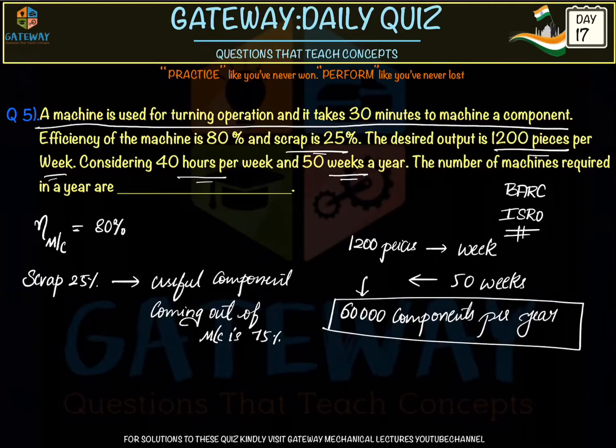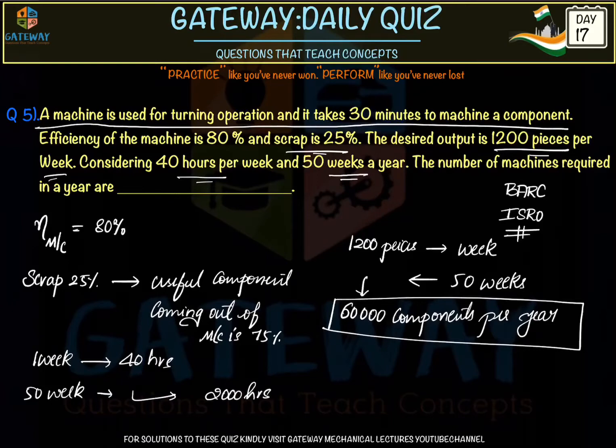So you make it an underline here, you don't remember this. And also it is said that, coming to the time, in 1 week we are spending 40 hours of time. Then for 50 weeks, nothing but 1 year, how many hours will we spend? That comes out to be 2000 hours per year. 2000 hours per year we will be spending on manufacturing the product.